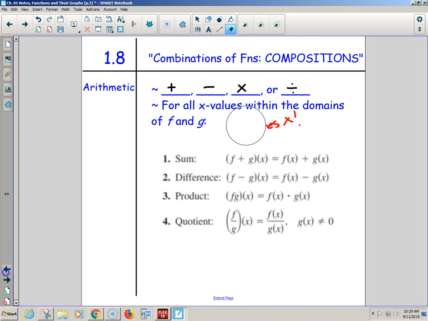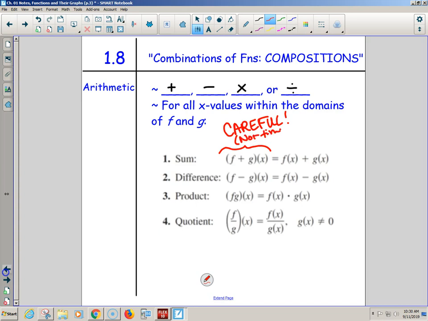So every time you see this notation, why am I giving you these formulas? Some of you are like, okay, duh, but it's because this notation is tricky. So I'm going to say careful of the notation. And the reason I'm saying careful is because it's not times.